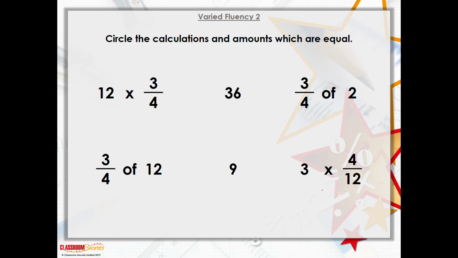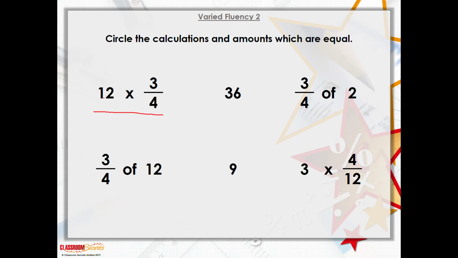So it says circle the calculations and amounts which are equal. So again, I'm looking at finding out my whole numbers from an improper fraction, and also I'm applying my basic rule of finding a fraction of an amount. So first of all, I'm going to look at this first statement here.